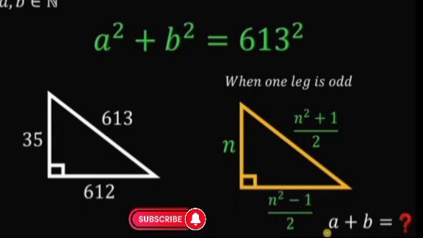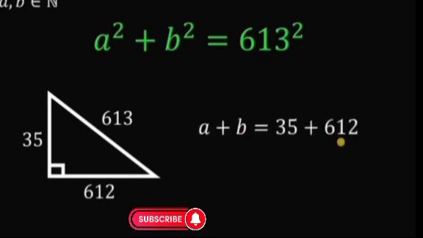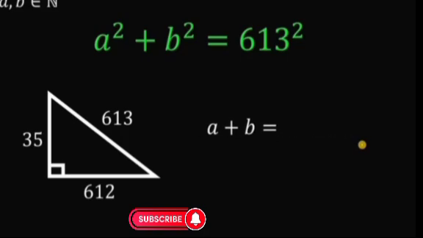Now, we can solve for the value of a plus b, which are the side lengths of our right triangle. And it's equivalent to 35 plus 612. And 35 plus 612 will give us 647. And this is our answer to this question.